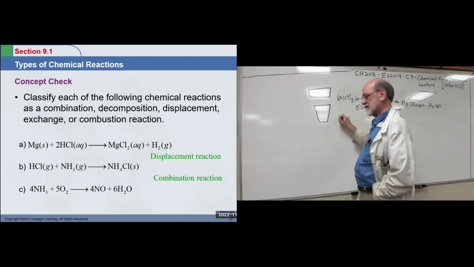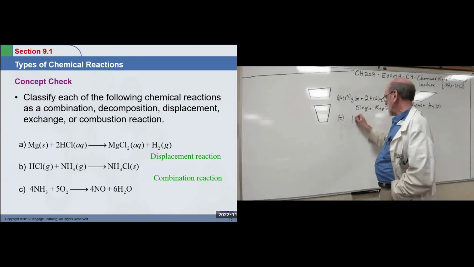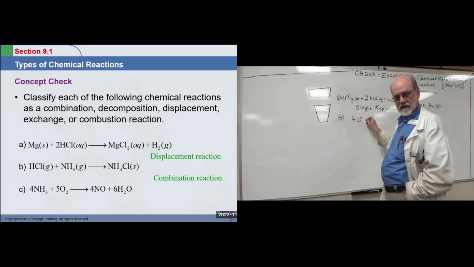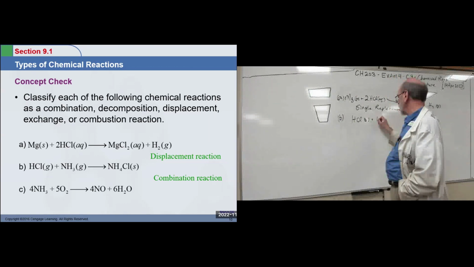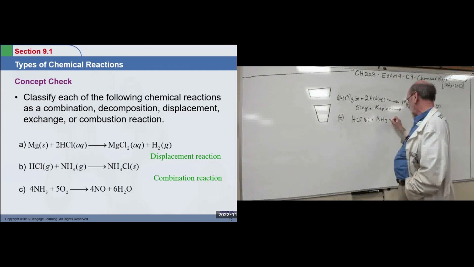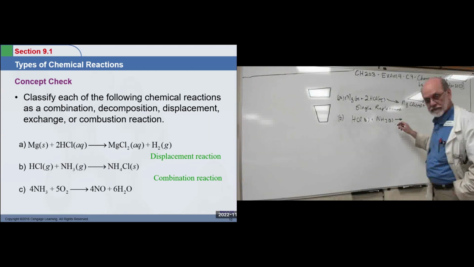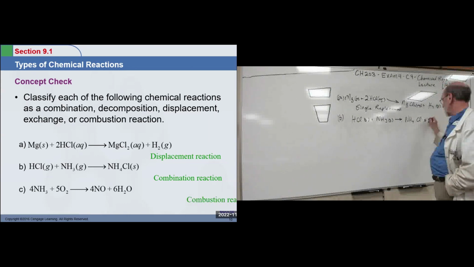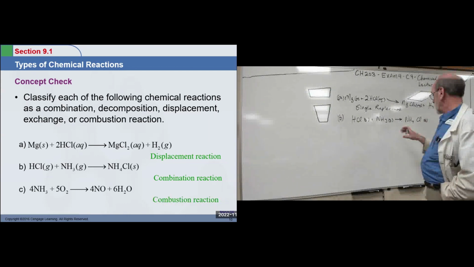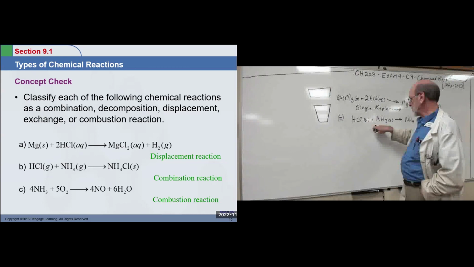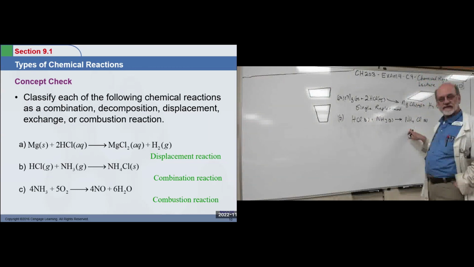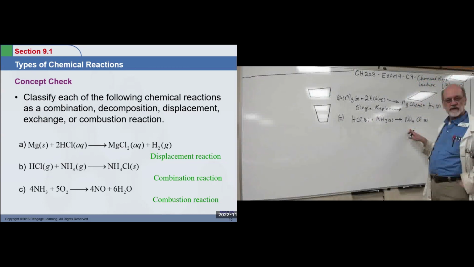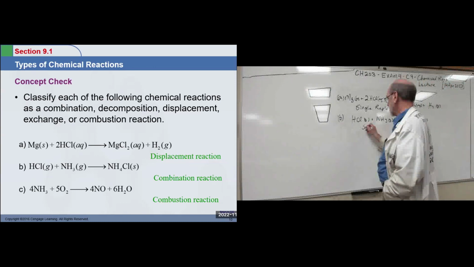How about B? HCl gas plus ammonia gas yields what? Ammonium chloride, which is a solid. All right, we've got simple making complex. This is a combination reaction or a synthesis.